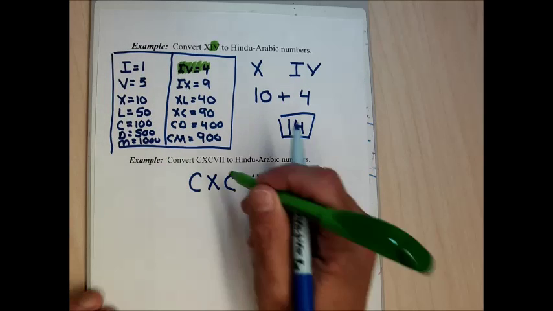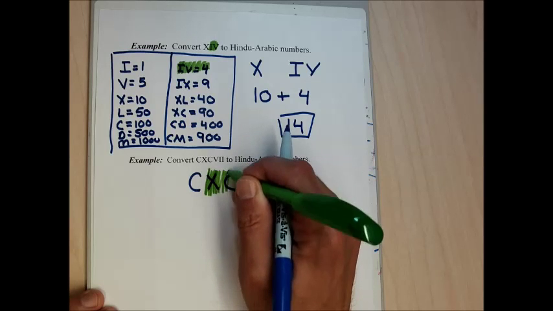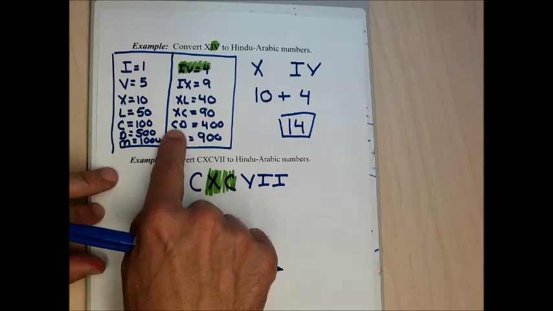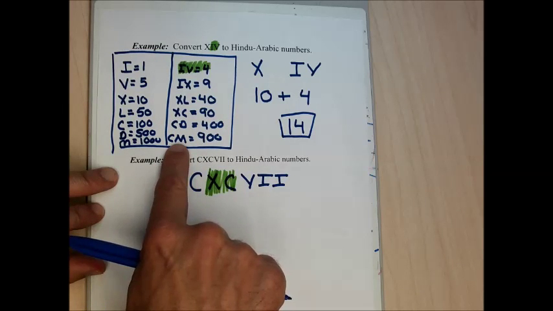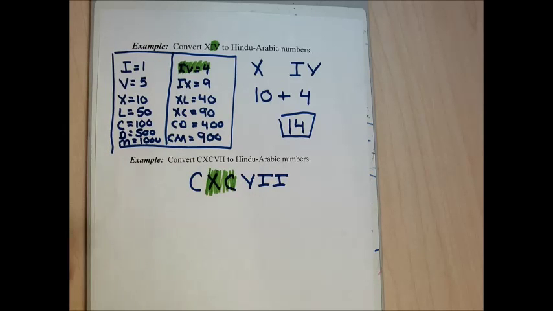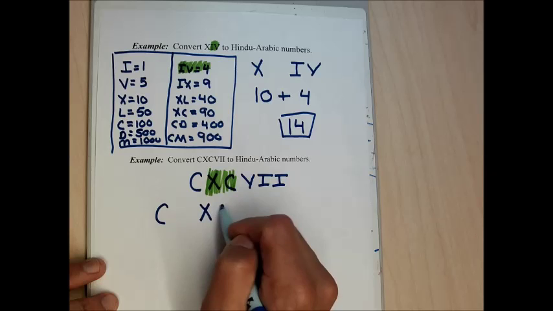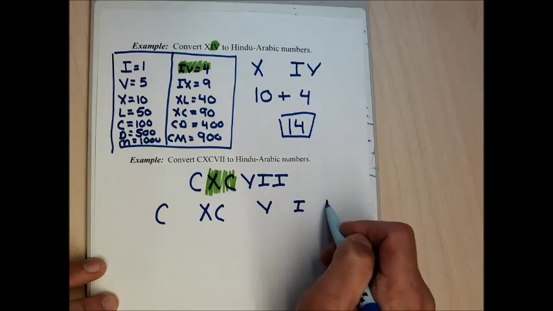I do have an X to the left of a C, so let me keep this handy, box these together. I look for any C's to the left of a D. I don't have a D, so I can't have that. I look for any C's to the left of an M. I don't have an M. I can't have that.